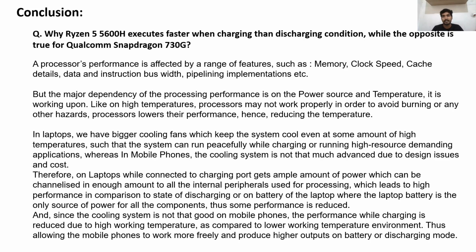These two things mainly affect the performance of a system, because the system, as humans, needs to work in a comfortable zone. It needs lower temperature to work at its best. And there are conditions where, if the temperature goes much higher, the processors or the inner components can burn out. So to reduce the temperature, the processors tend to reduce their performance and lower the temperature. In laptops we have modern cooling fans, bigger fans, to lower the temperature and exhaust out the hot air.